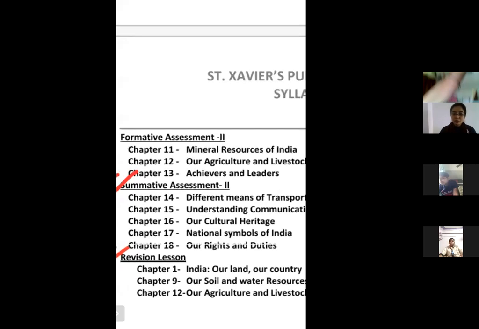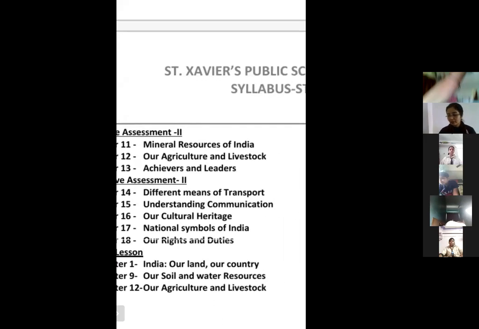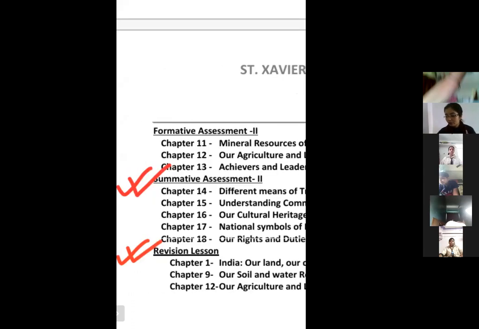Chapter 1, India, our land, our country. Chapter 9, our soil and water resources. Chapter 12, our agriculture and livestock. So these are the chapters that you can see that are marked in red. You all know it, you all have the syllabus, but still I am showing you this. If you need it, you can mark it. Okay, so these are SST chapters, and now I'm going to show you science chapters.